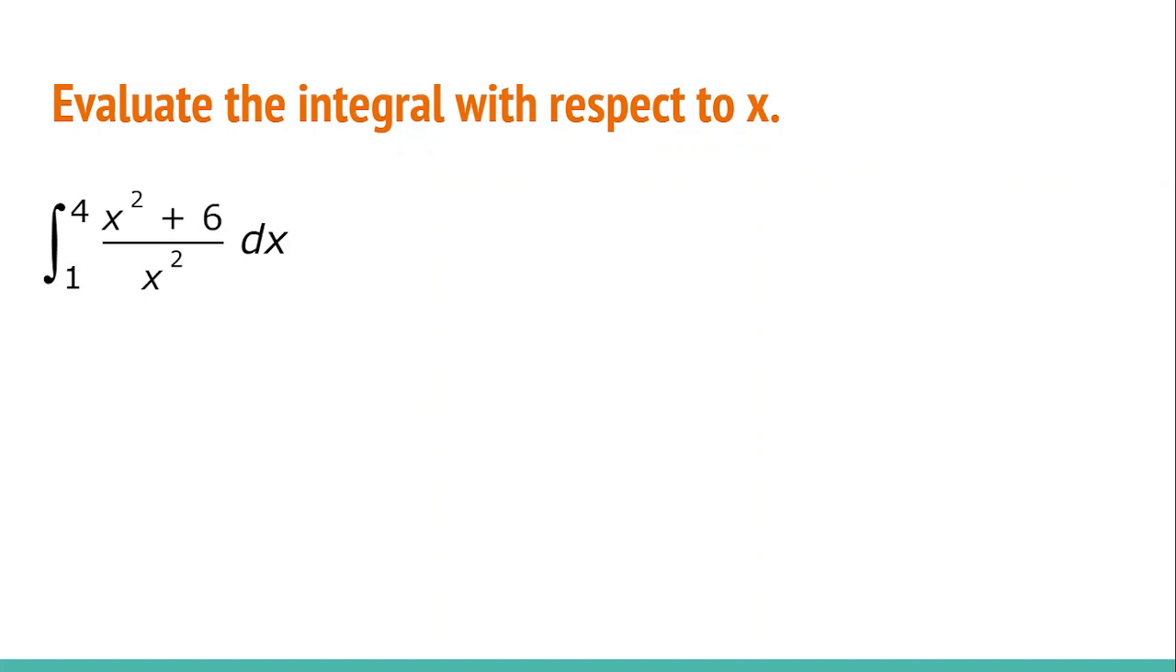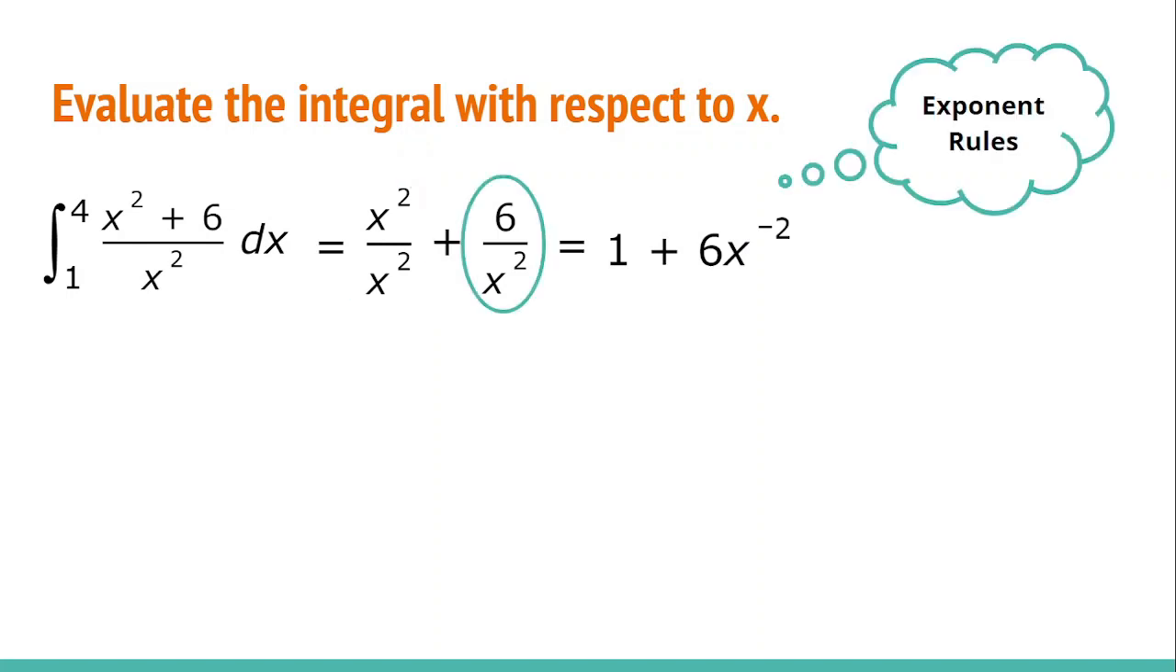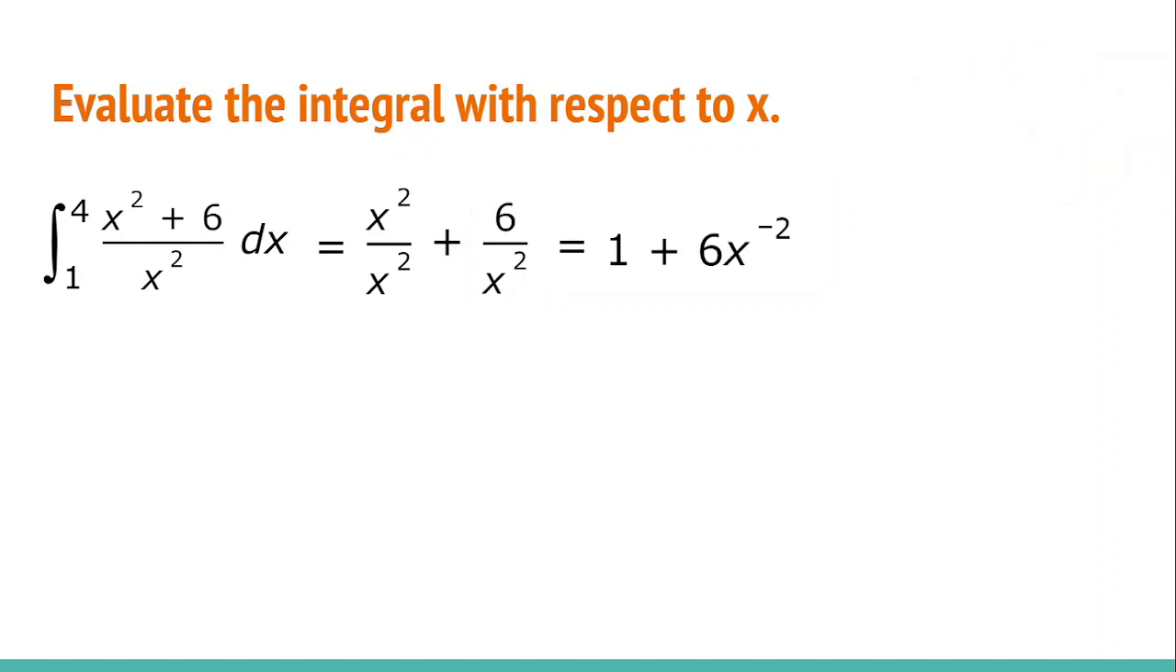One more example. You have x squared plus 6, everything over x squared, with respect to x, and the interval between 1 and 4. First, we will simplify the fraction by splitting that up into fractions. X squared over x squared plus 6 over x squared. Simplify that. X squared divided by x squared, you get 1. And applying the exponent rules, we will simplify that to 6x to the power of -2.